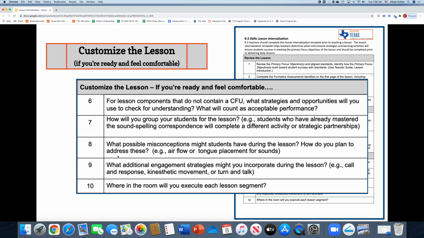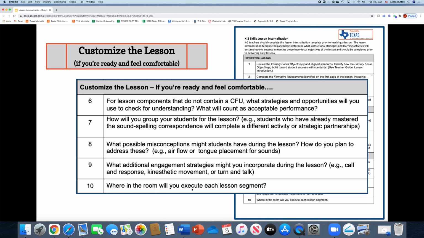Additional engagement strategies that I want to incorporate. As you know, you see which particular strategies work best for your students, and that can change from year to year and even within the year. So I'm going to make sure I'm incorporating those strategies that I know have been successful with engaging my students.